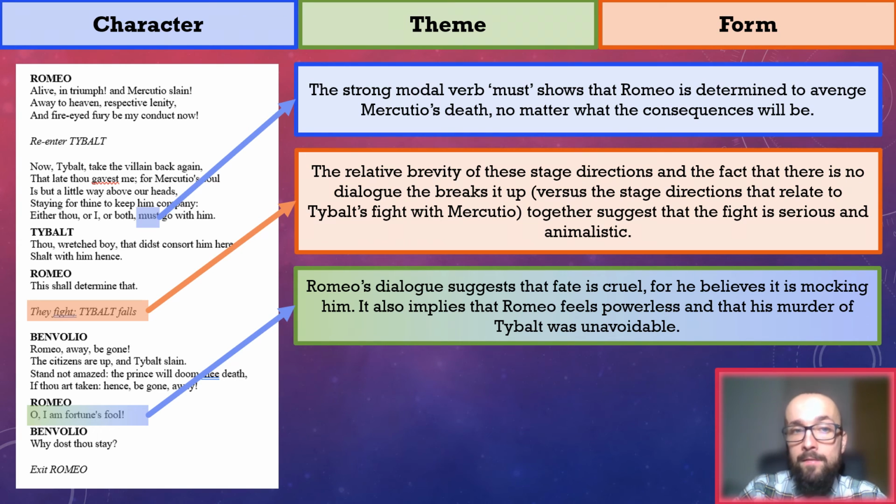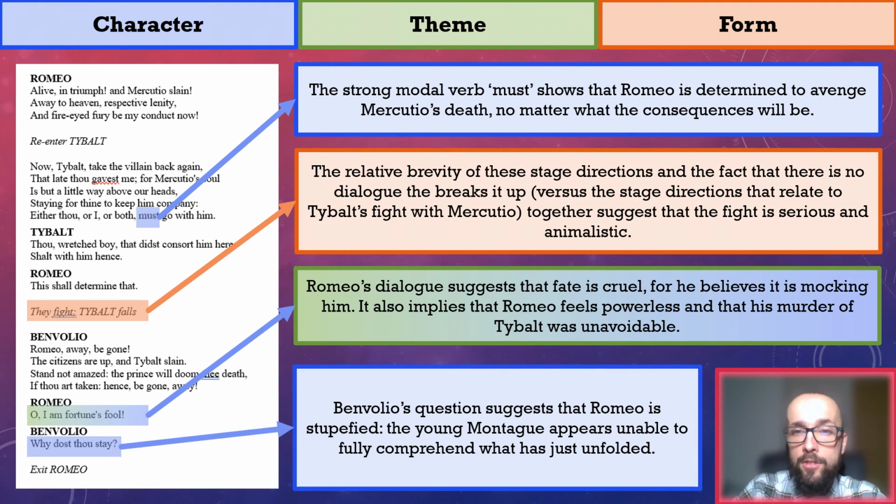And last of all, when Benvolio asks Romeo why he stays, it suggests that Romeo is stupefied and that he cannot fully comprehend what has just unfolded. Perhaps this means then that Romeo is not a naturally violent character, because he is shocked by the fact that he has mortally injured somebody else.